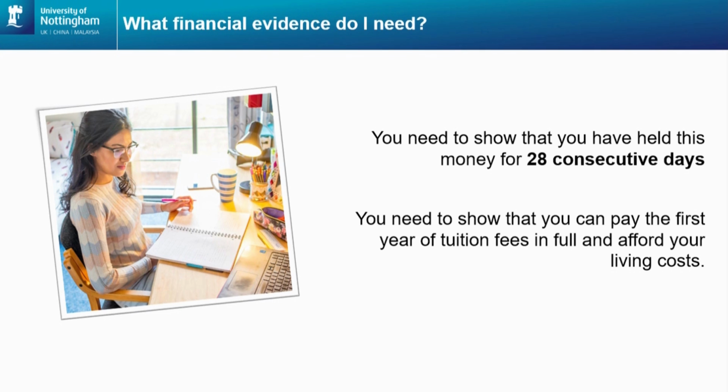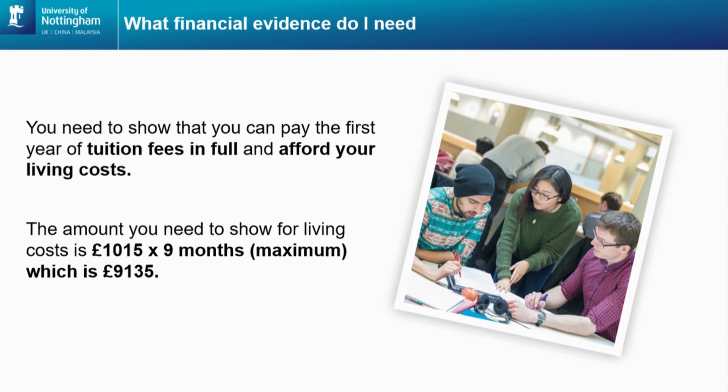family funds for the visa application, you need to show that you have the amount of money you need in your bank account or in your parents' or legal guardian's bank account for at least 28 days before you can apply for the visa. The funding that you need to show is the first year tuition fee, and that will be confirmed in your CAS document.